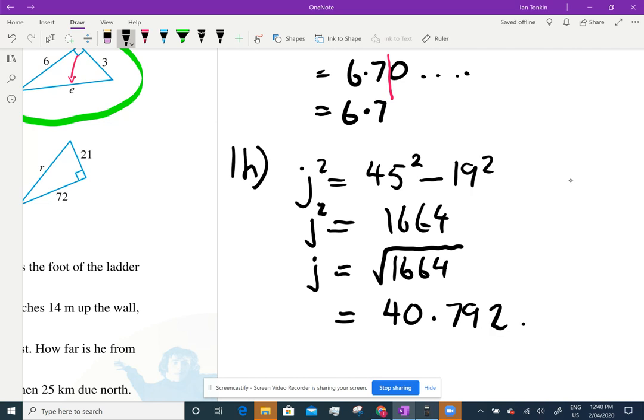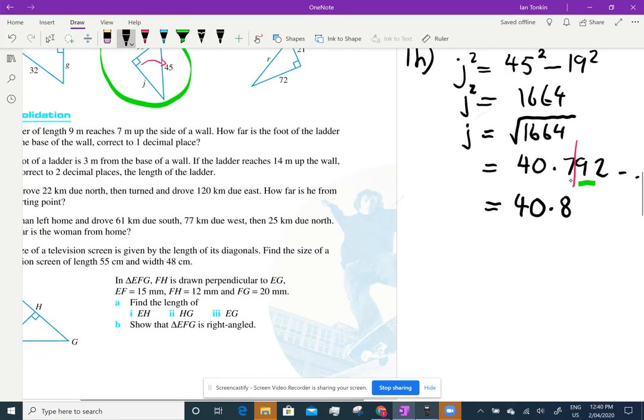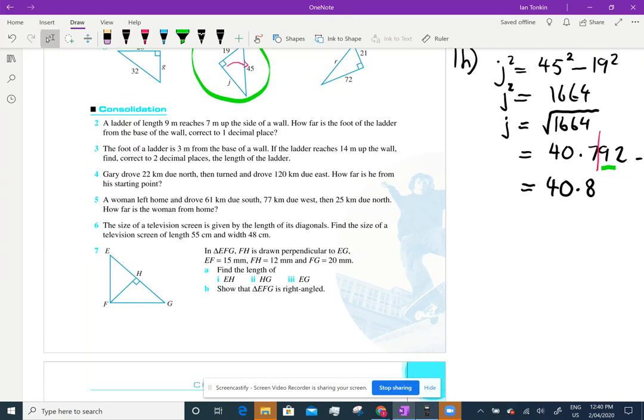40.792. And again, there are a whole lot more numbers there. I'm going to one decimal place. So I've got to look just behind that red line. It's going to be 40 point something. But if I look behind that red line, the number is bigger than 5. It's a 9. So that means I must round the next number up by 1. So it becomes 40.8. And that's 1H. You can have a go at the others because I want to make this a quick video.